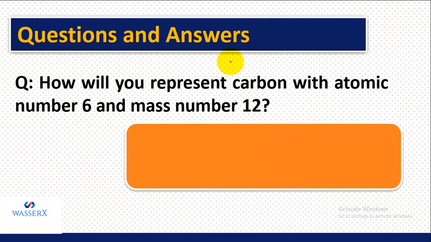Let's do few questions and answers. The first question is, how will you represent carbon whose atomic number is 6 and mass number is 12? So we know that in order to represent an element, we need to use its symbol. We know carbon symbol is C. Atomic number is written as subscript, which is 6 given in the question, and the mass number is 12, which I am writing as a superscript. So this is the correct representation of carbon.